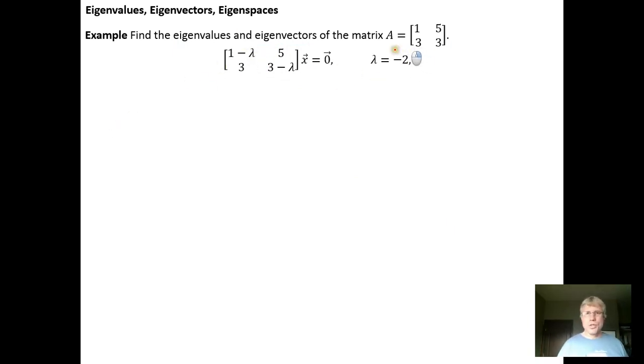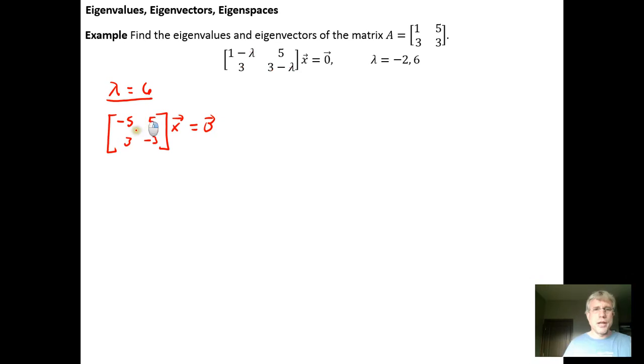The idea is that for each eigenvalue, you need to find the eigenvector or vectors that go with it. So for lambda equal to 6, if I do this one first, all we need to do is plug 6 in for lambda. Doing that here, I get 1 minus 6 is negative 5, 5, 3, and 3 minus 6 is negative 3, and this times the eigenvector needs to equal the 0 vector.